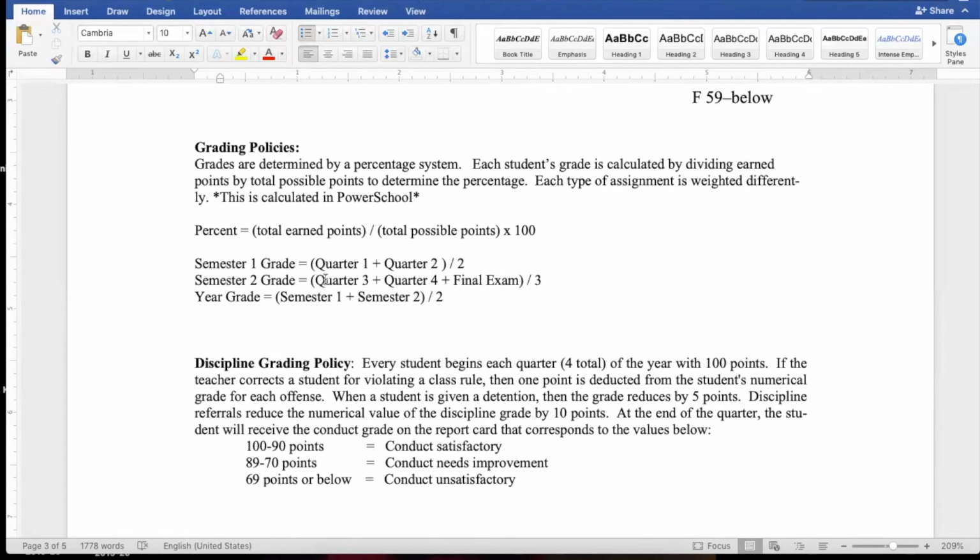Your semester 1 grade is quarter 1 plus quarter 2, that's 2 things, divided by 2. So your semester 2 grade, quarter 3, quarter 4, and your final, that's 3 things, divided by 3. And your overall year grade is semester 1 plus semester 2, divided by 2.